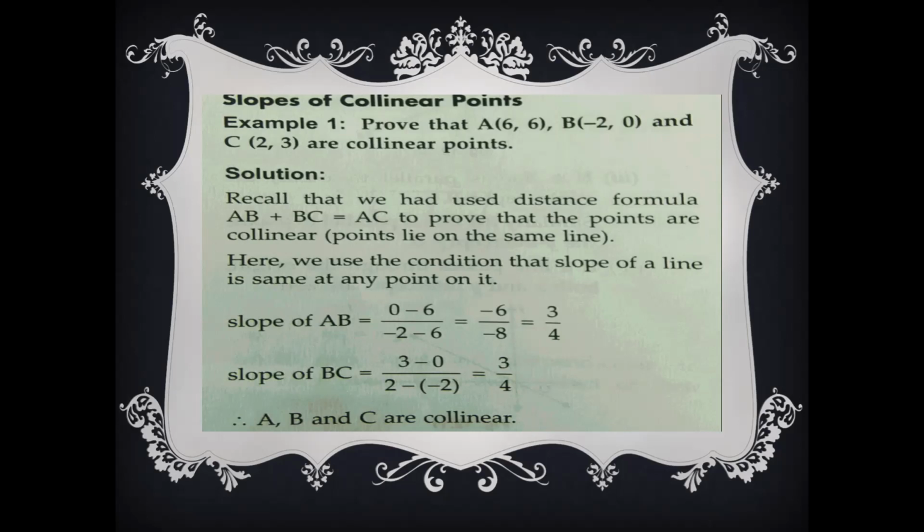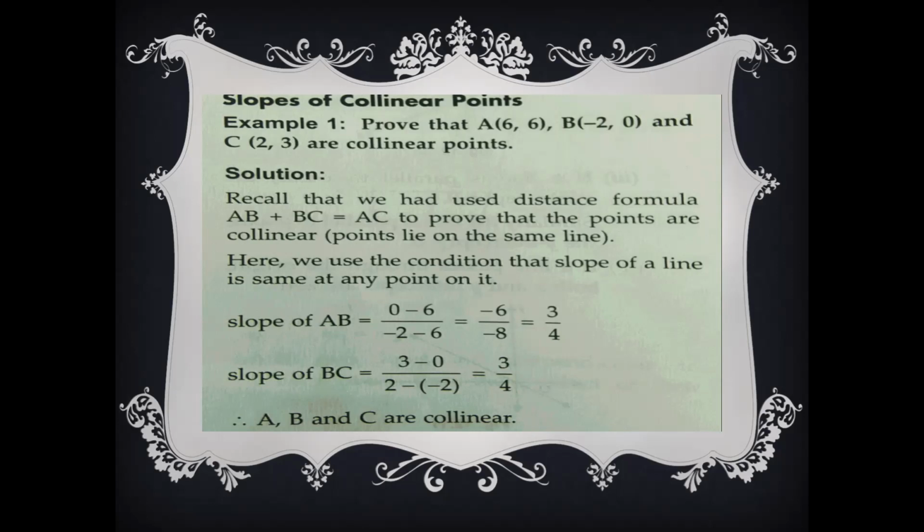Before that, just look at one more problem related to slopes. It says that the three points A, B, C are given to you and you have to find out whether they are collinear points or not. Now, to prove that the points are collinear, we can simply calculate the slope of all the three. You can take any 2 points like AB or BC or even AC. If the slope of all three is the same, that means all three lie on the same line. Means their slope is the same.